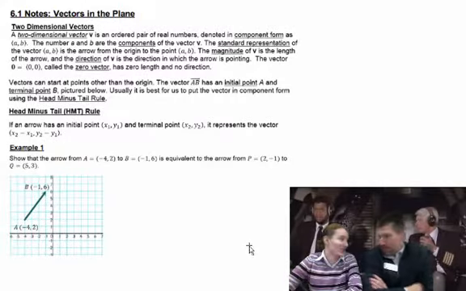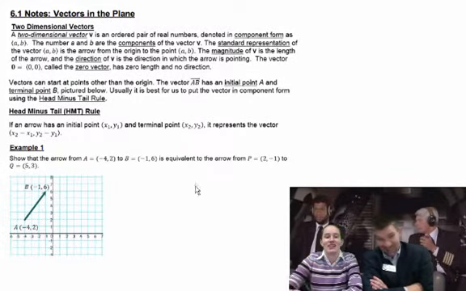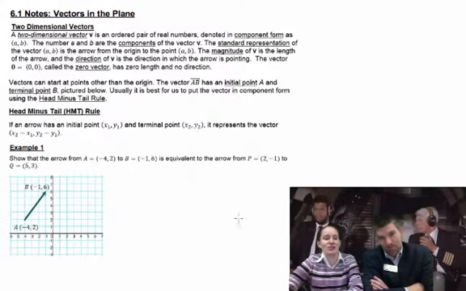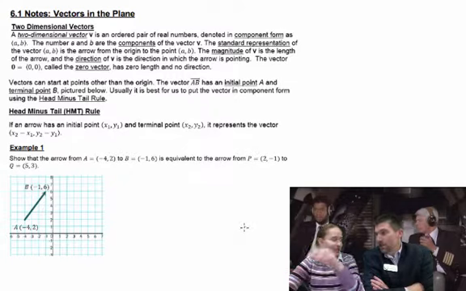2.1, vectors in the plane. Two-dimensional vectors is what we're going to deal with. Two-dimensional meaning that we can talk about them on the XY plane.